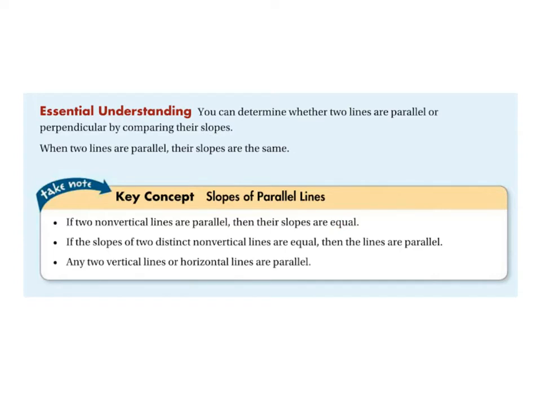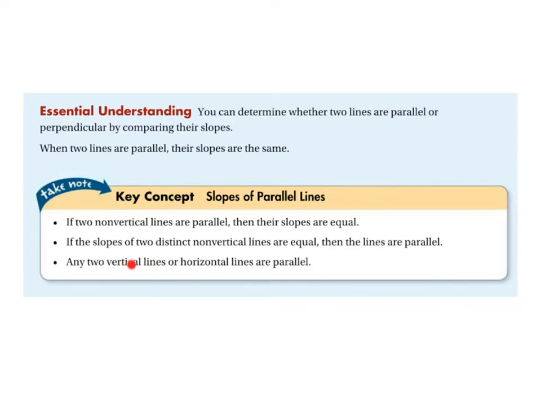Now, the converse of that is if the slopes of two distinct lines, meaning they're different lines, not the same line named differently, and they're non-vertical, are equal, then the lines are parallel. So essentially, if they're parallel, the slopes are equal, and if the slopes are equal, the lines are parallel. It's an if and only if situation because this is the conditional statement and this is its converse, and they're both true.